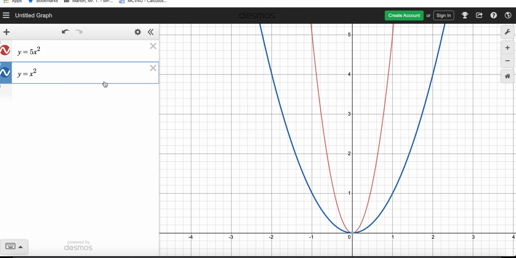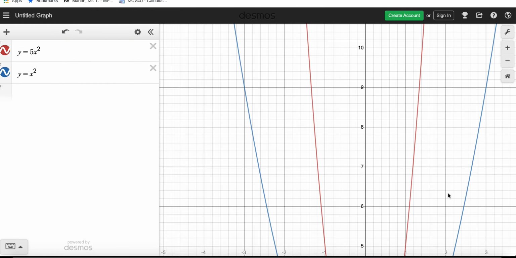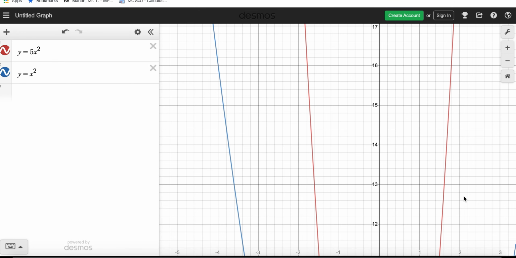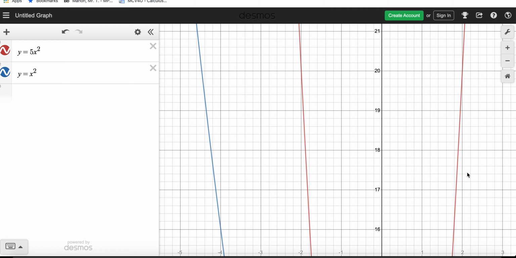Now, what would you expect if you plug in x equals 2 here? What would the value of y be? So remember, 2 squared is 4, times 5, that is 20. So I would expect the line to rise until 20. So let's go still here, just one more step. That's my point, 2 and 20.